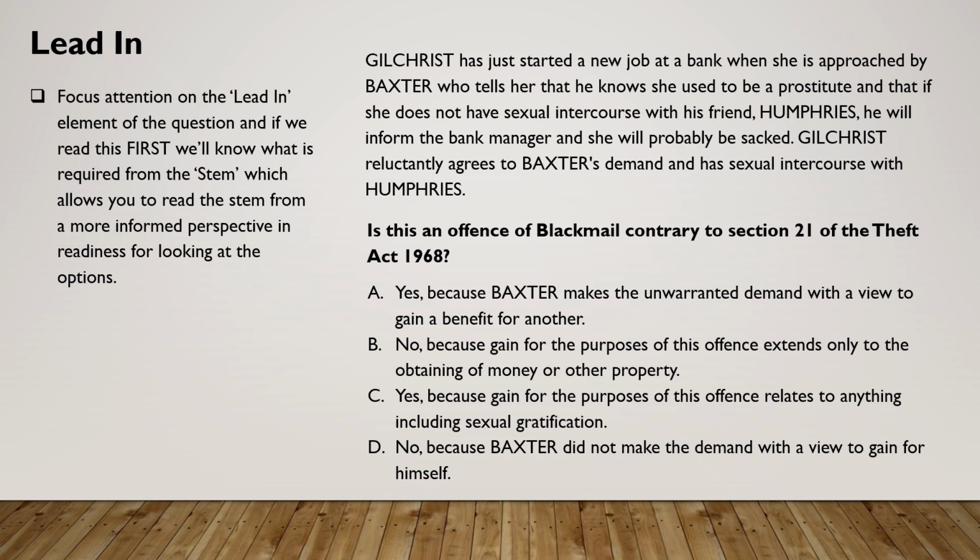Yes, because Baxter makes the unwarranted demand with a view to gain a benefit for another. Is it B? No, because gain for the purposes of this offence extends only to the obtaining of money or other property. Is it C? Yes, because gain for the purpose of this offence relates to anything, including sexual gratification. Or is it D? No, because Baxter did not make the demand with a view to gain for himself. And of course the answer is B. No, because gain for the purpose of this offence extends only to the obtaining of money or other property.